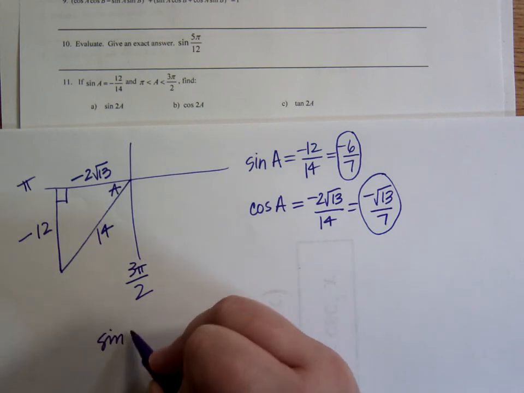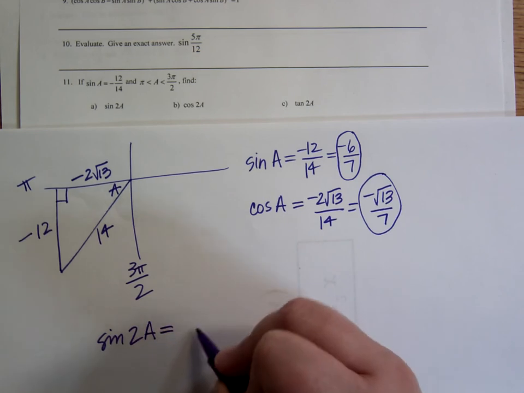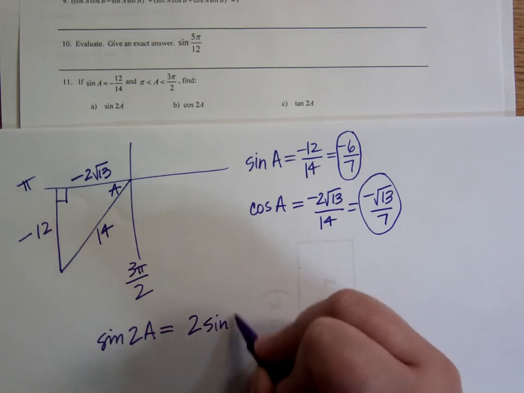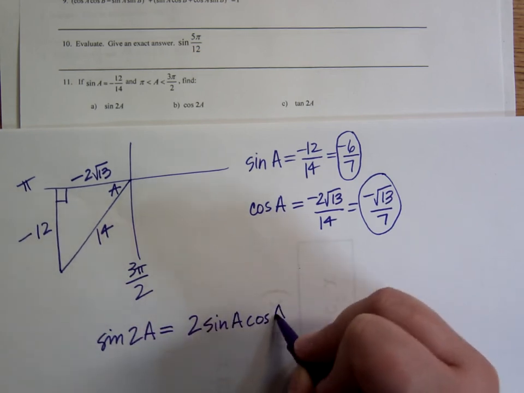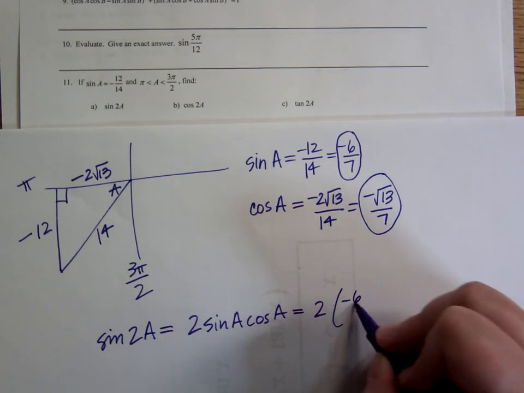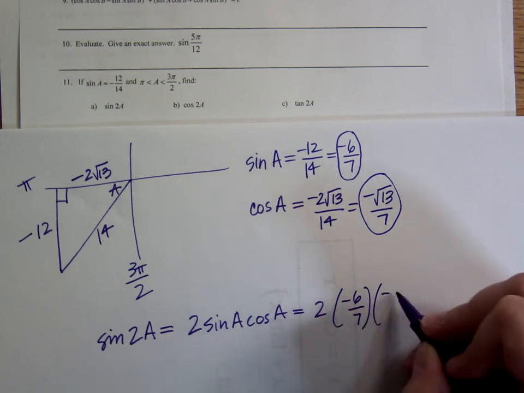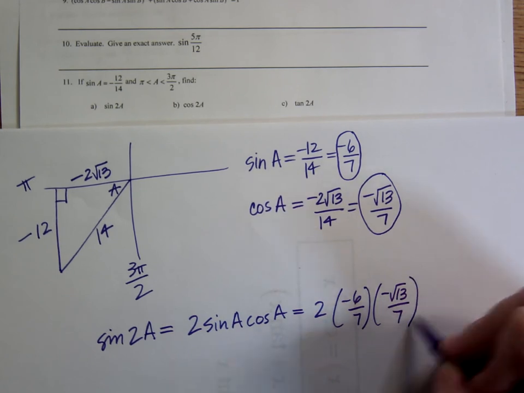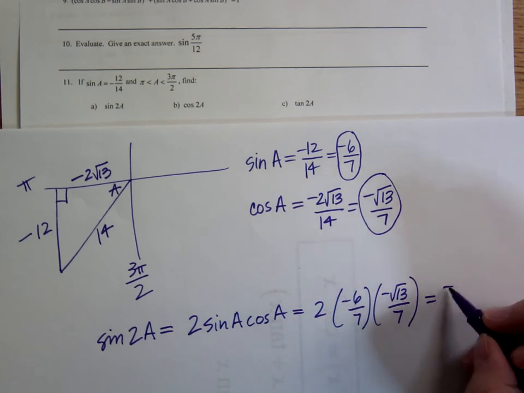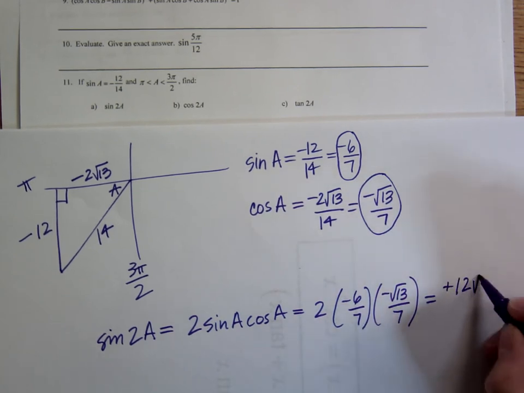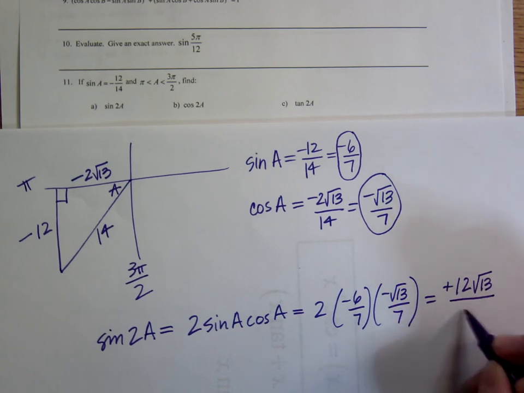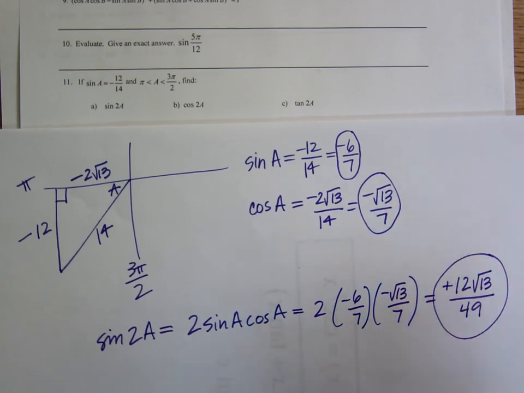Sine of 2A is going to be 2 times sine of A times cosine of A. So that's 2 times negative 6 sevenths times negative root 13 sevenths. So that's negative, actually it's going to be positive, sorry, 12 square root of 13 over 49. That's what I should get there.